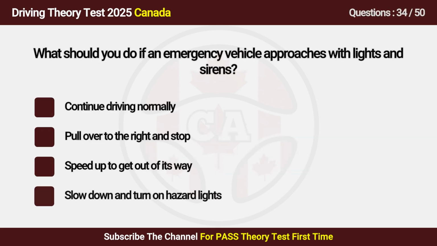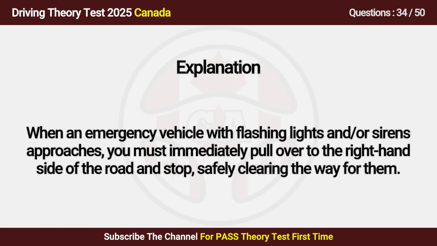Question 34. What should you do if an emergency vehicle approaches with lights and sirens? A. Continue driving normally. B. Pull over to the right and stop. C. Speed up to get out of its way. D. Slow down and turn on hazard lights. Answers is B. Pull over to the right and stop. When an emergency vehicle with flashing lights and sirens approaches, you must immediately pull over to the side of the road and stop, safely clearing the way for them.